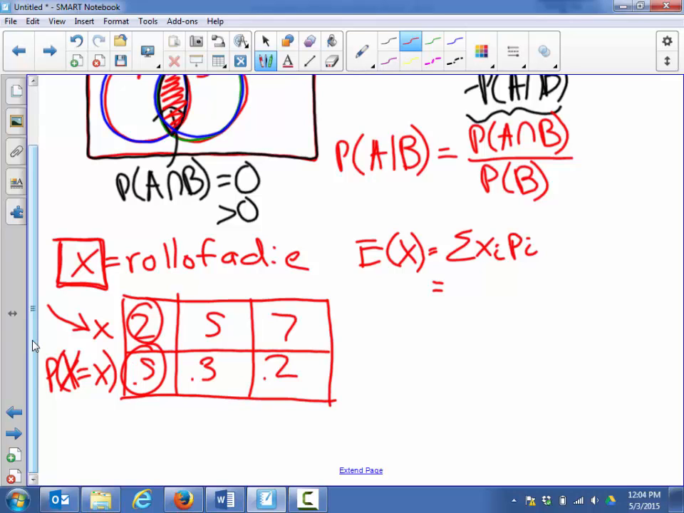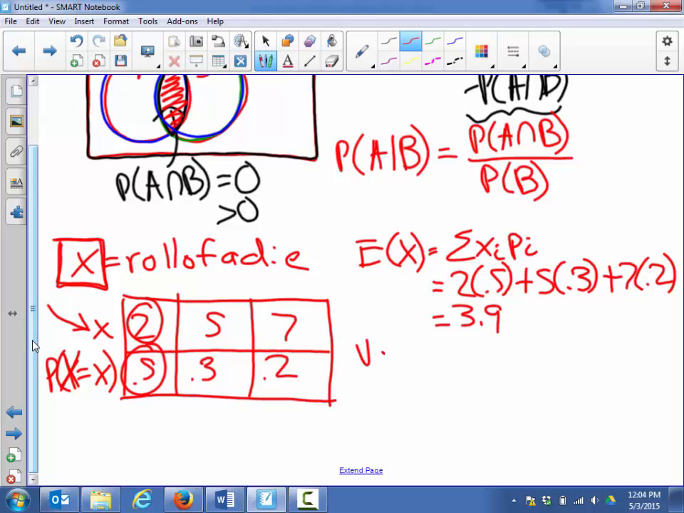That is the sum of each different outcome times its probability. 2 times 0.5 plus the sum of 5 times 0.3 plus the product 7 times 0.2. Okay, so for a total expected value, you get 3.9. And then you go on to the variance.